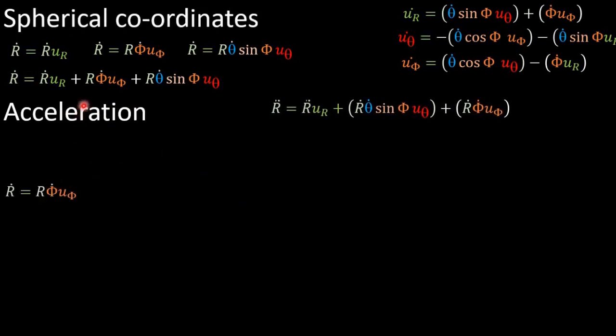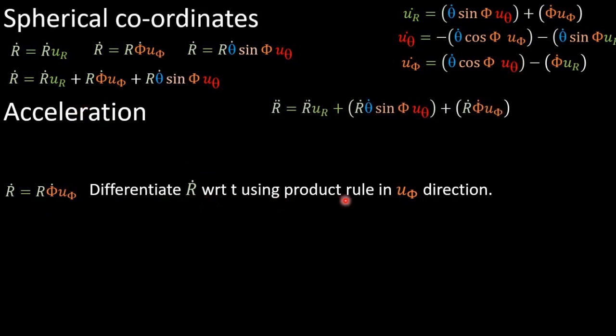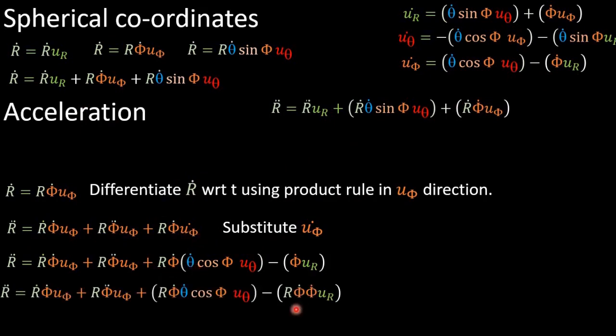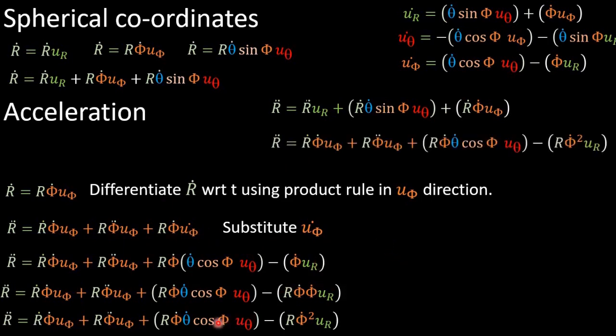So there's my velocity in the u sub phi direction. So differentiate that with respect to time. I get this. So again, applying the product rule. And then I can substitute my time derivative for u sub phi from here. Substitute that in to get this. Distribute r times phi dot to get that. And these two can be written as phi dot squared, like that. So I'm going to put that up here.